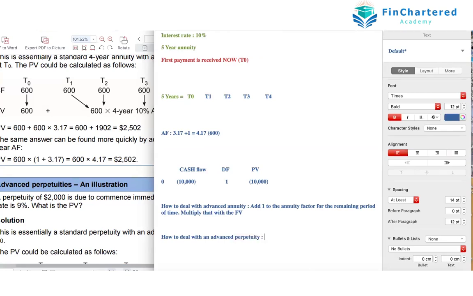perpetuity. How do you deal with an advanced perpetuity? Again, you add 1 to the perpetuity factor for the remaining period of time. Multiply that figure with the future value.